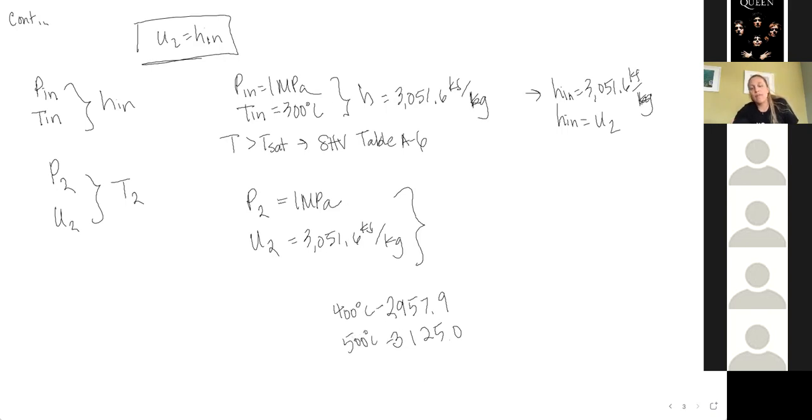So this problem would have you interpolate, but we have 29 and 31. So it's fair to say that at about 400 degrees Celsius, we're going to have about 3000 kilojoules per kilogram, just taking the halfway point between these. So I would just approximate this T2 to be 450 degrees Celsius. If you wanted to do interpolation, T2 is going to be 456.1 degrees Celsius.